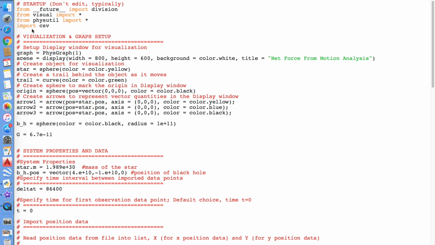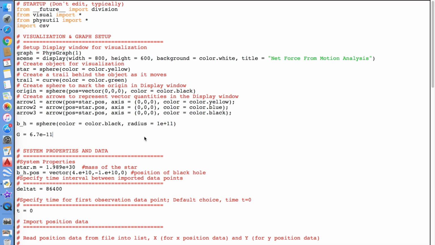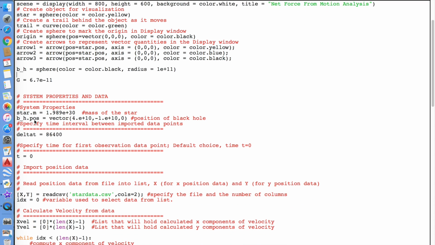Setting up the VPython code. The mass of the star and the position of the black hole were inputted. I also created a sphere at the position where the black hole would be. Although we can't actually see it, I thought it'd be useful to have some kind of frame of reference. The universal gravitational constant was also specified here. Delta t, the time step between each set of data points, was also specified.